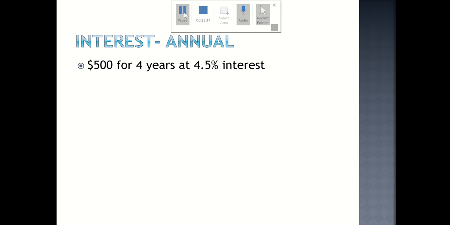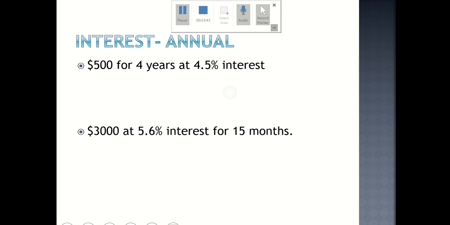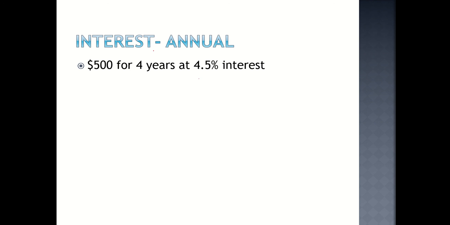All right, so let's talk about interest as it relates to if it's calculated annually. So time is going to be in years here. Annual means once a year. Right? So $500 for 4 years at 4.5% interest. So think about the principal, think about the rate, think about the time. Now, if it's annual, time is going to be in years, and it is. So there's not really any extra work to do here. So T is going to be in years.